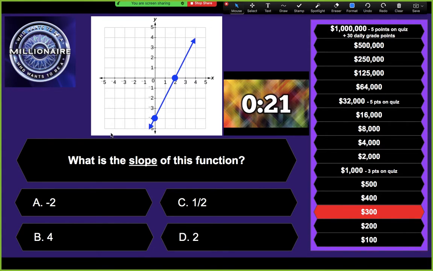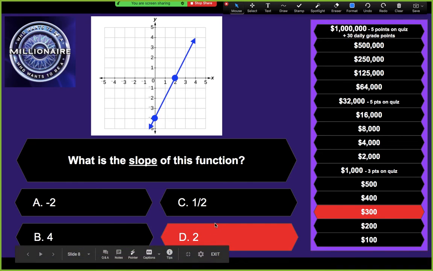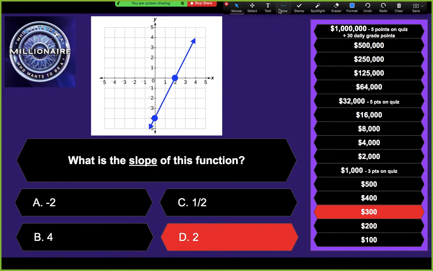Alright, so this is a good time to pause it if you need more time still. Now let's go over it. The answer should have been 2. The reason why we get 2 is because if you look at your graph, going from the 2 points that I gave you, I went up 4 squares: 1, 2, 3, 4. And to the right 2: 1, 2. So this is 4, this is 2, and what's 4 divided by 2? 4 divided by 2 is 2. Notice it's a positive slope because I'm going up and to the right.